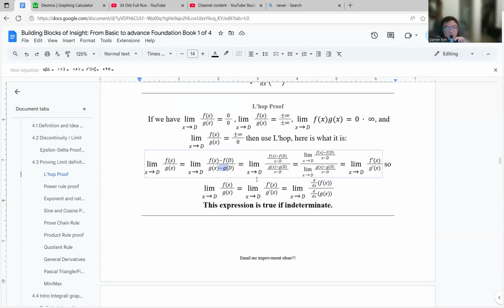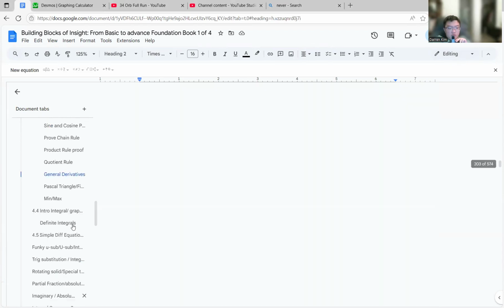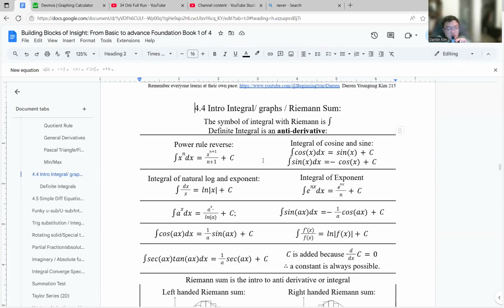And it works out in the end, but the real proof starts from integrals and goes to the mean value theorem. It's not recursive, actually, so it's fine. Either way, you can figure it out. Anyways, we're in the intro to integrals.